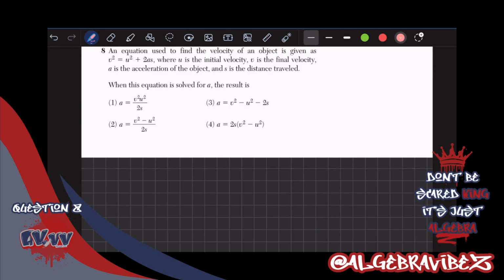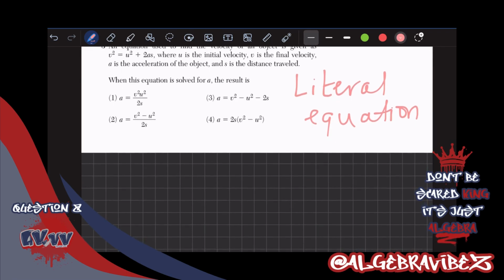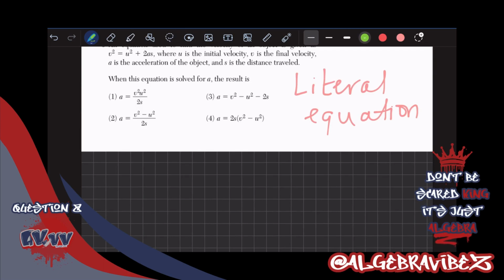This is what we call a literal equation. The reason being is that you don't see any numbers other than the exponents that are squared, so people get a little nervous. But if you treat it just like you would a regular equation, you'll be able to figure this out pretty quickly. So we're going to go ahead and rewrite, like I always do.